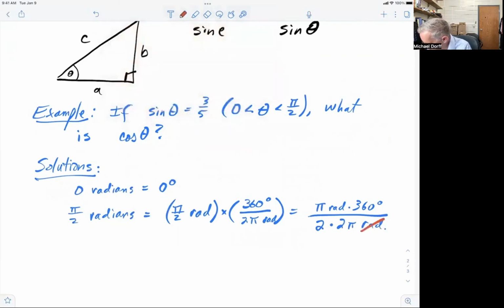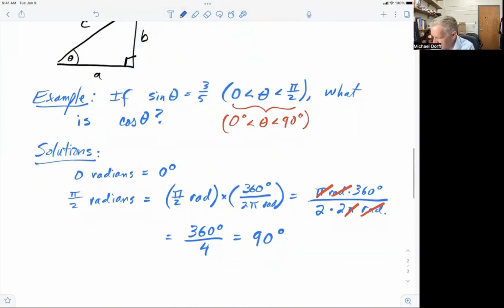And now we can start canceling things out. The radians cancel each other out. The pi's cancel each other out. And so then I have 360 degrees over 2 times 2, which is 4, which reduces to 90 degrees. So pi over 2 radians is the same as 90 degrees. So here we are saying that the angle theta is between 0 degrees and 90 degrees. In the example we did here, we ended up with degrees because we put the 360 degrees on the top.